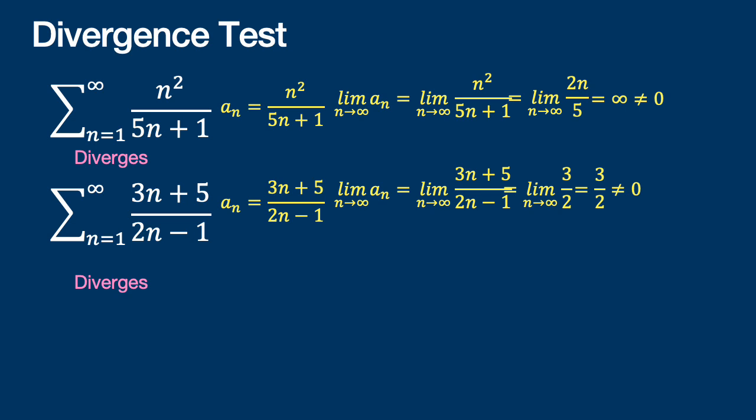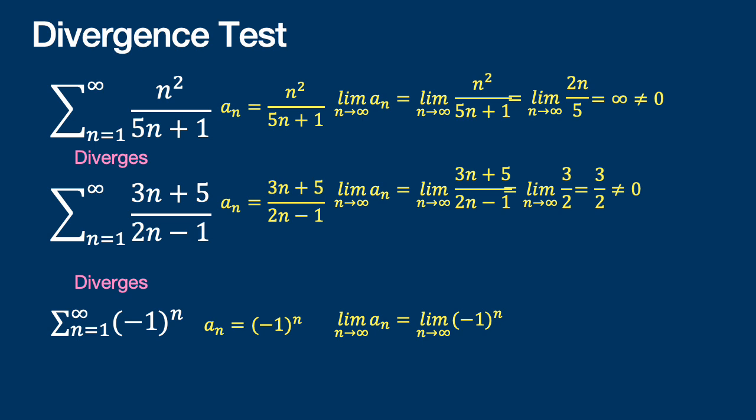So the divergence test says the series is going to diverge if the general term is not going to 0. Another example, this one, negative 1 to the n. an is going to be negative 1 to the n. That's alternating. What happened, guys? We want to find the limit of an, which means the first term is negative 1, then 1, negative 1, 1. The limit does not exist. The series is going to diverge.